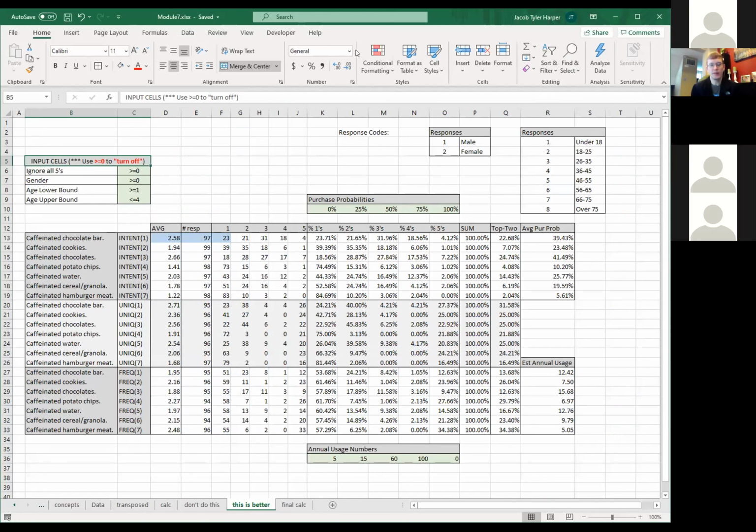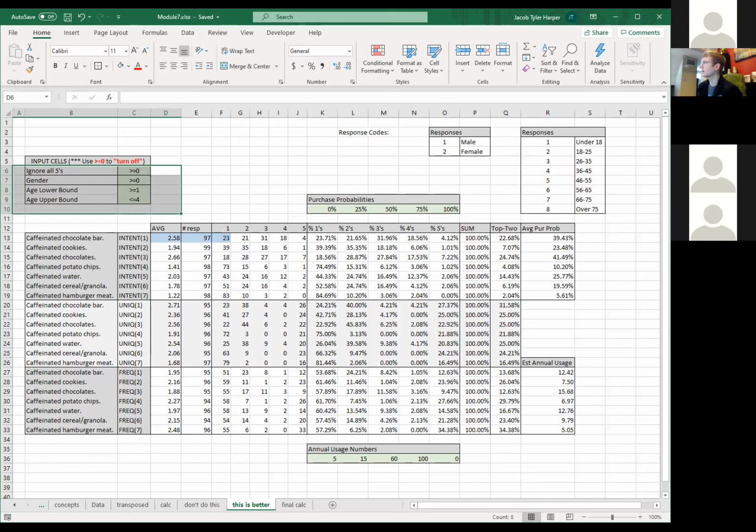What were we up to last time? Last time we were working on part 3, which involved adding a bunch of input cells that allowed us to essentially filter all of our calculations down to a specific gender age combination. And that allowed us to update a single table instead of having 50 different tables all over the place, which is definitely preferred since it takes less time and less space. It's easier to find things.